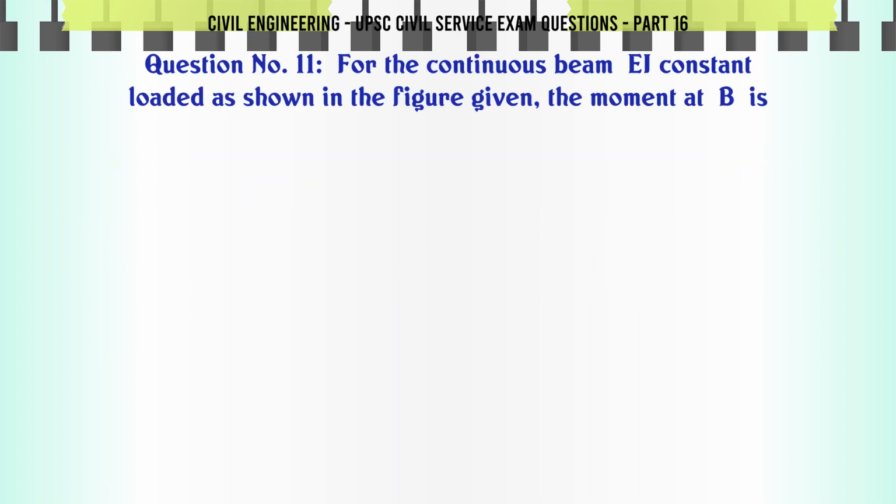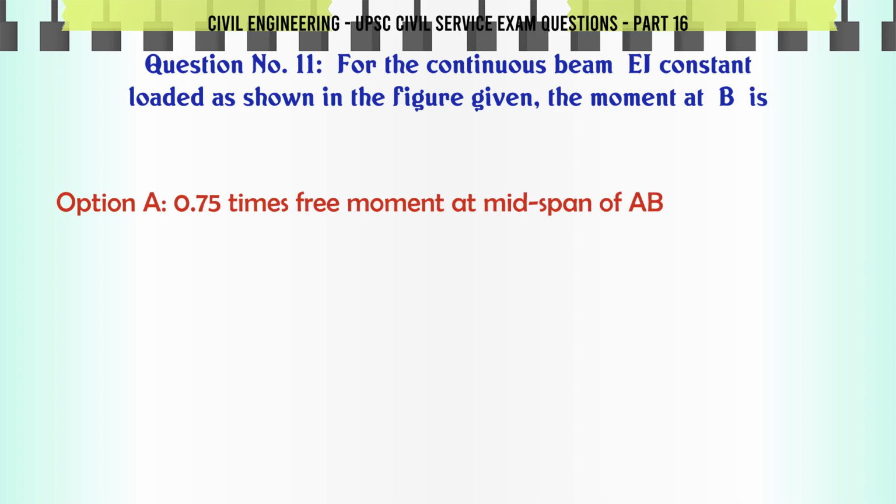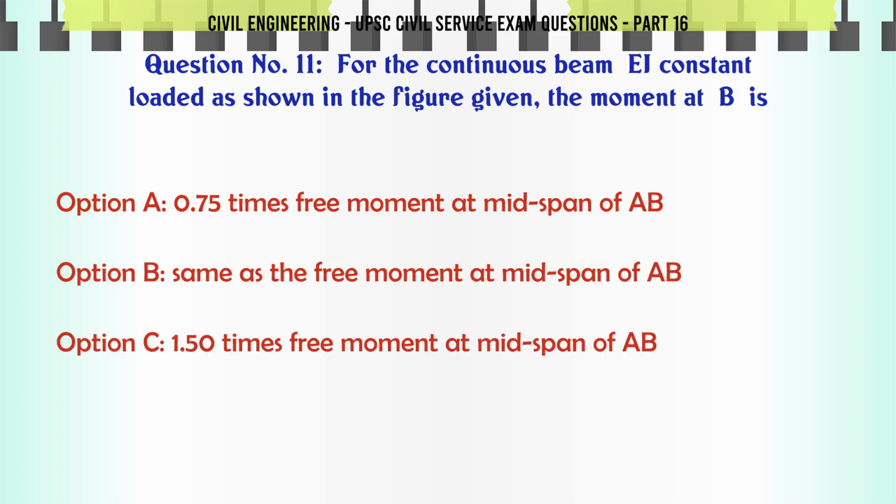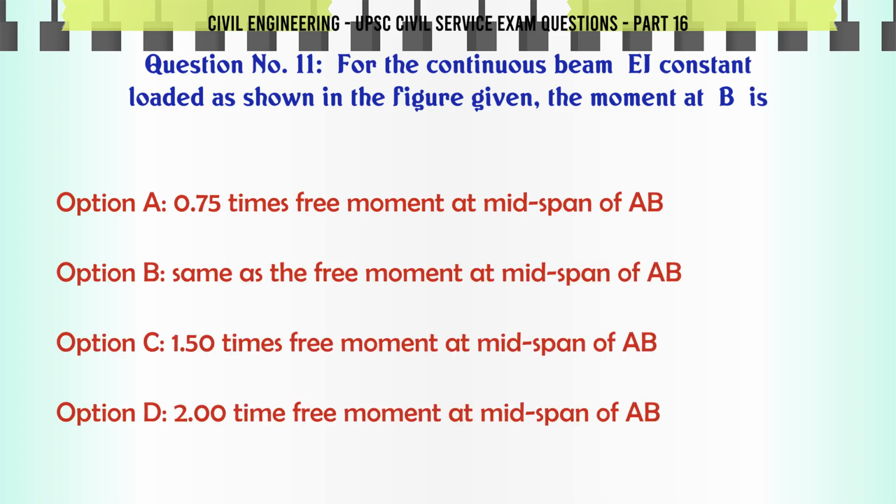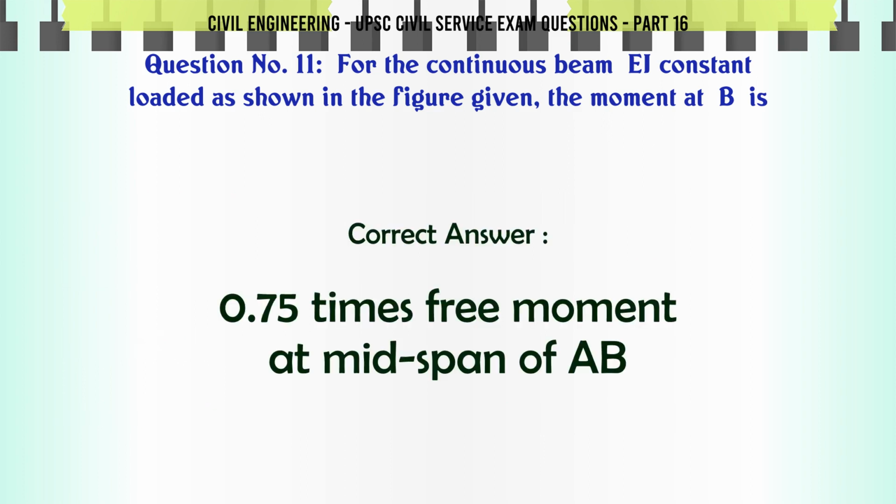For the continuous beam, EI constant, loaded as shown in the figure given, the moment at B is A. 0.75 times free moment at midspan of AB, B. same as the free moment at midspan of AB, C. 1.50 times free moment at midspan of AB, D. 2.00 times free moment at midspan of AB. The correct answer is 0.75 times free moment at midspan of AB.